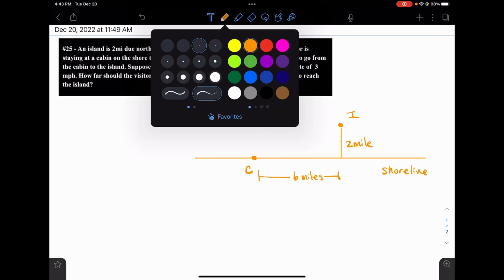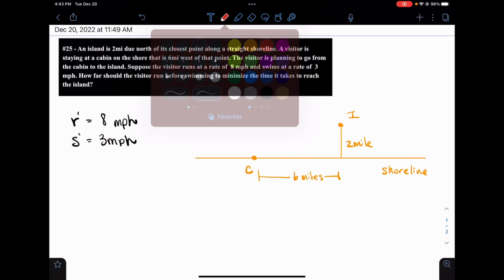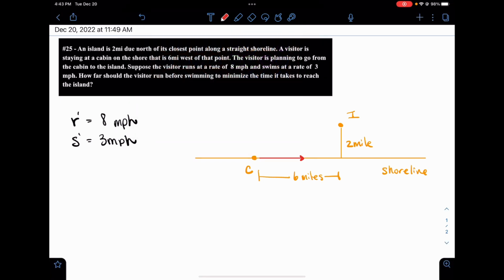And it gives us two different speeds that we move at. We run at a rate of 8 miles per hour, and we swim at 3 miles per hour. We want to know how far we should run if we're running straight along the shoreline before we should turn and swim directly towards the island.